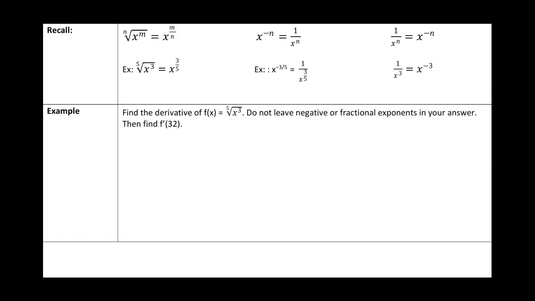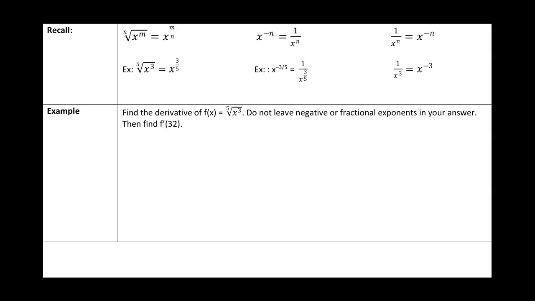Okay, now let's go over some rules of exponents because we're going to be using those quite often as well. So let's say we have the nth root of x to the m. Then we can rewrite this as a fraction where the root becomes the denominator and the exponent becomes the numerator. So the nth root of x to the m is equal to x to the m over n.